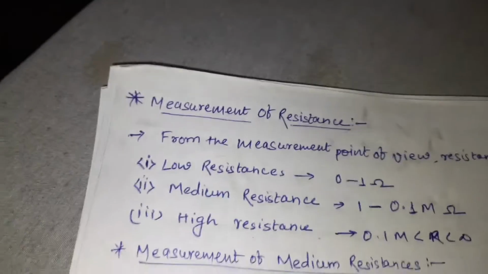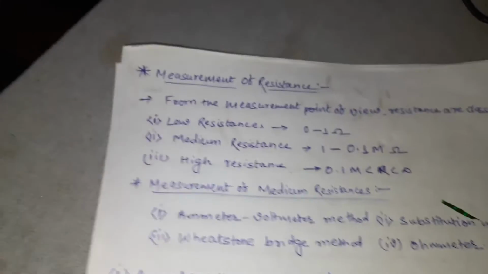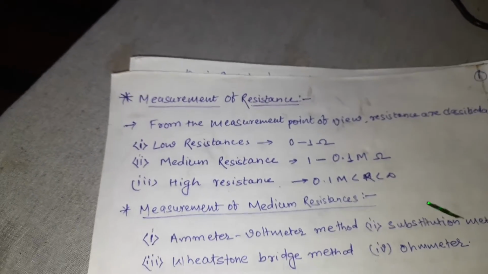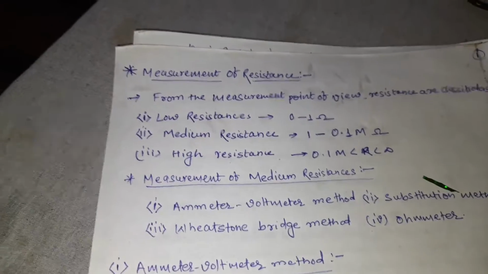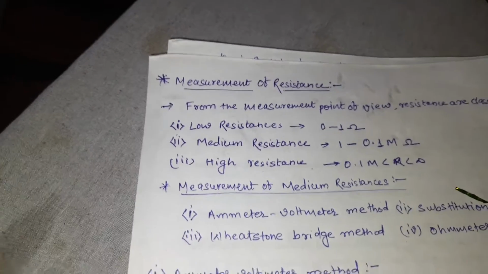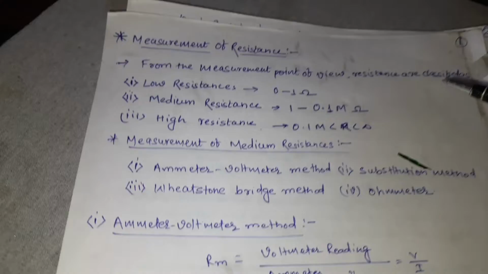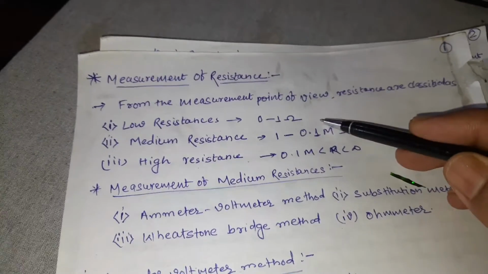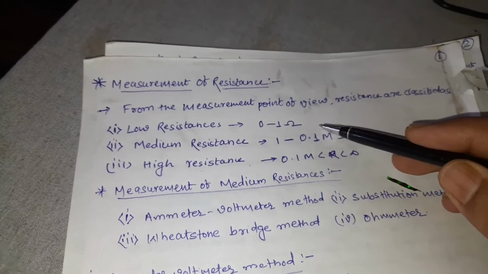Today's topic is measurement of resistance. From a measurement point of view, resistance is classified into three types: low resistance, medium resistance, and high resistance. First, the low resistance: the resistance from 0 to 1 ohm is called low resistance.